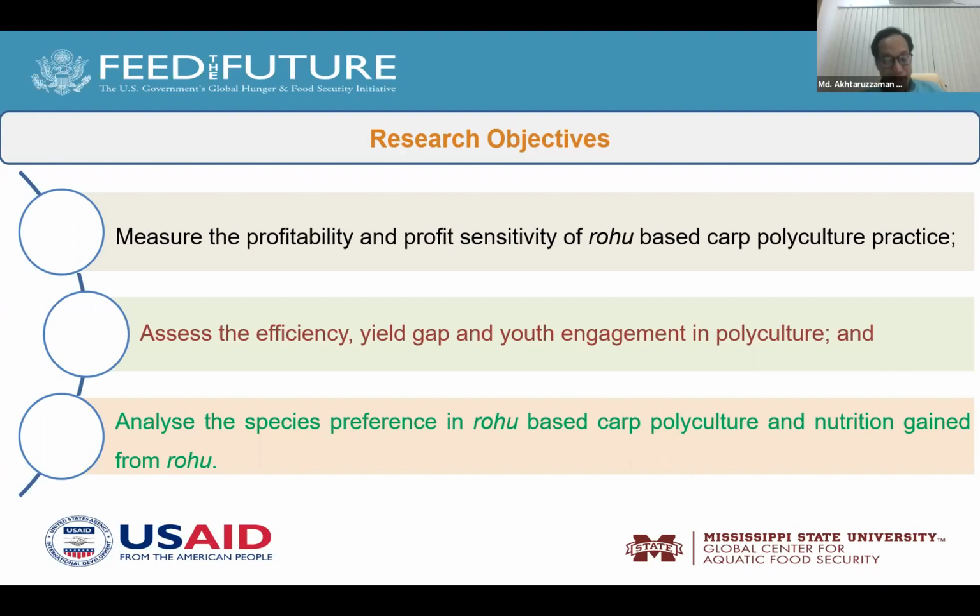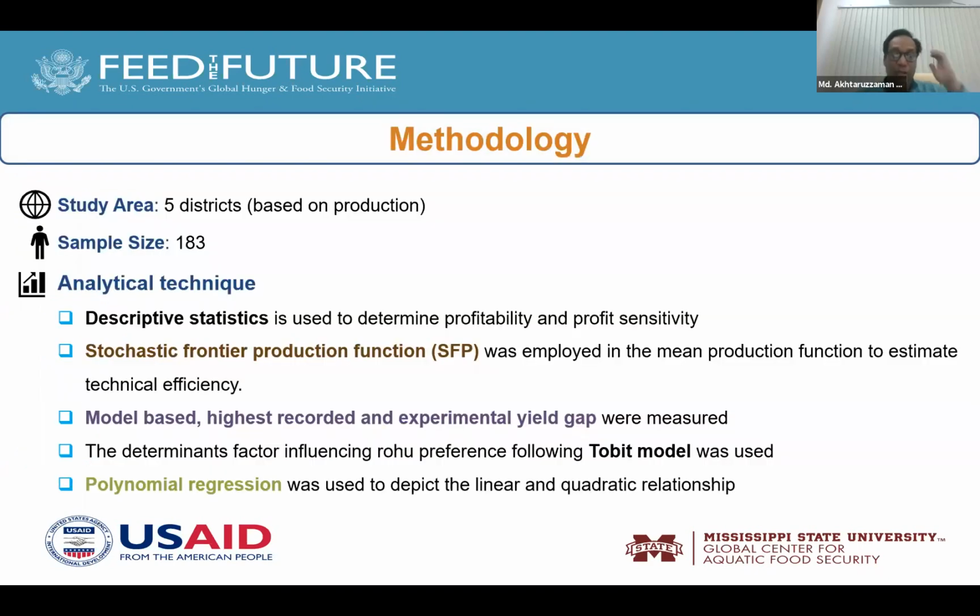To fulfill the objective, the study was carried out in 5 districts of Bangladesh based on Rohu production, and we selected 183 samples. We used several econometric methods. I am not going into details. Please next.